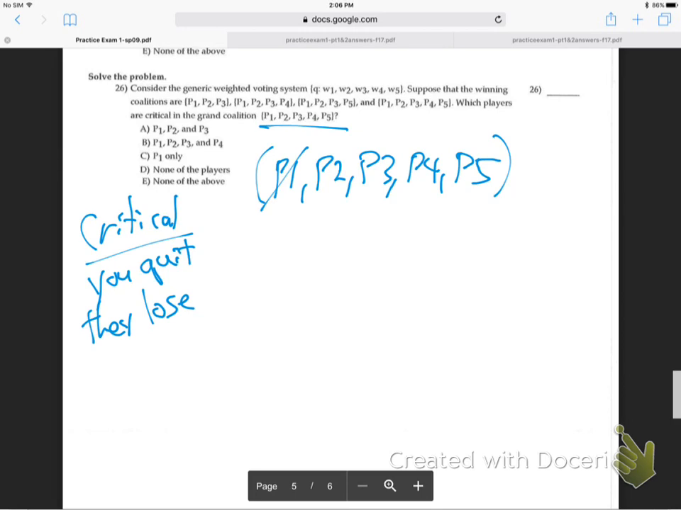How do you know? I just went with the smallest winning coalition that has P1, P2, P3, which means all of them have to be there. They're in all the other coalitions. So yeah, that's a good way to do it.